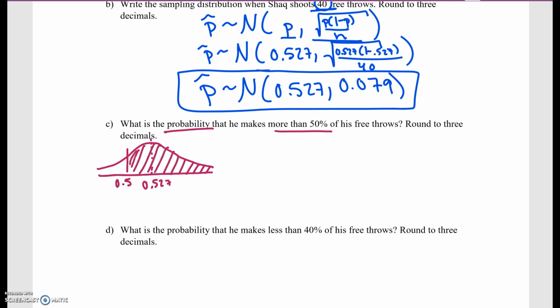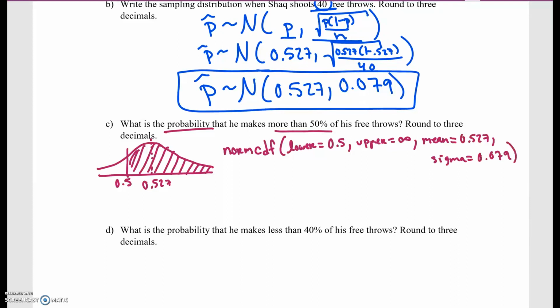Now because we know that this is approximately normal, we can use normal CDF. So norm CDF, here our lower bound is going to be 0.5 because that's where the area starts. My upper bound is going to go off to infinity. My mean, mu, is going to be 0.527, and my sigma, or my standard error, is going to be 0.079. Let's see what this is, and let's round it to 3 decimal places.